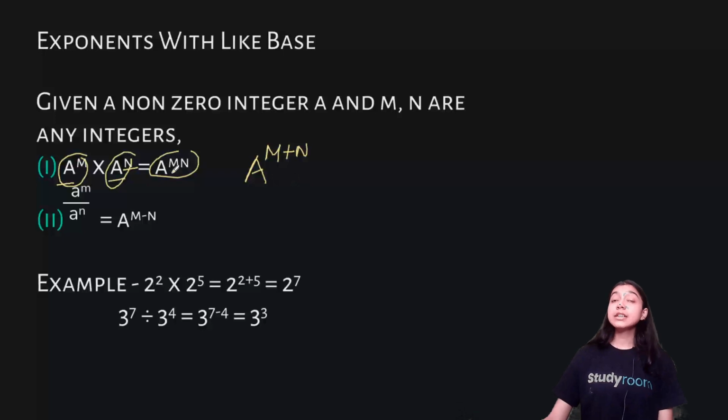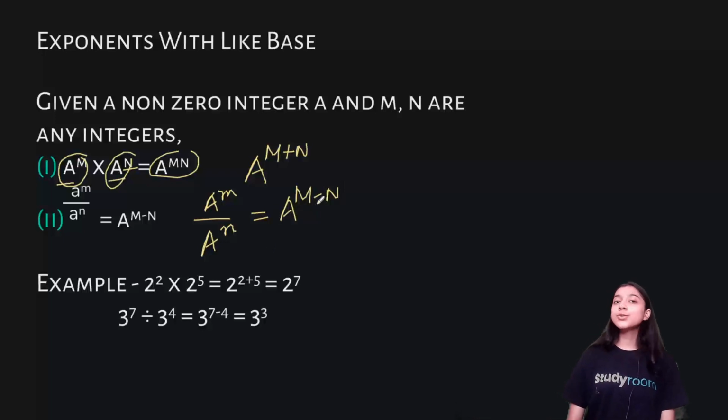Now this is the case of multiplication, that when bases are same and they are multiplied, their powers will be added. Now what will happen if we have exponents with like bases and they are divided? That means a to the power of m is divided by a to the power n. So these two exponents have like bases and they are divided. So in case of division, we have a to the power of m minus n. This means that when they are divided, their powers will be subtracted.